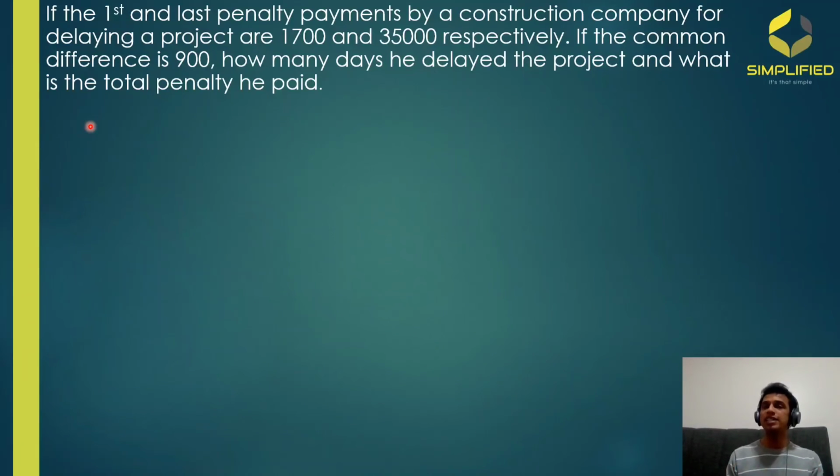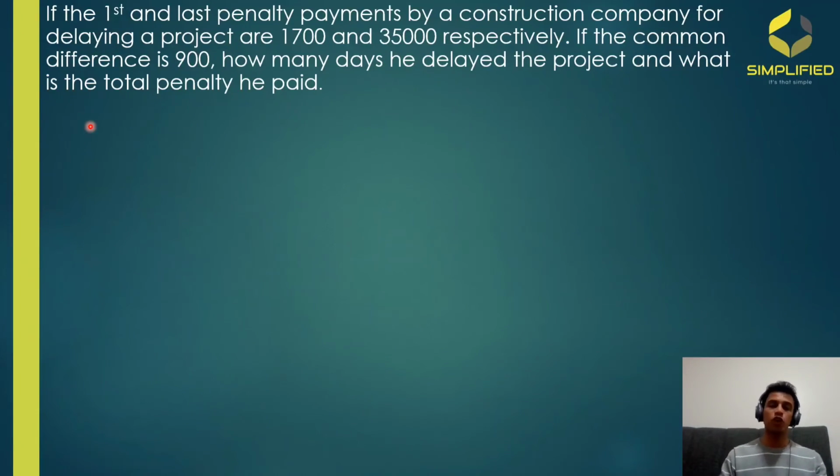Now, how many days did he delay the project and what is the total penalty he paid? So we are given two different terms. A is the first term and an, the last term, is also given. We are asked to find two important things. First one, how many days did he delay the project? So we are asked to find n, and we are also asked to find the total penalty, which means the sum also we have to find out.